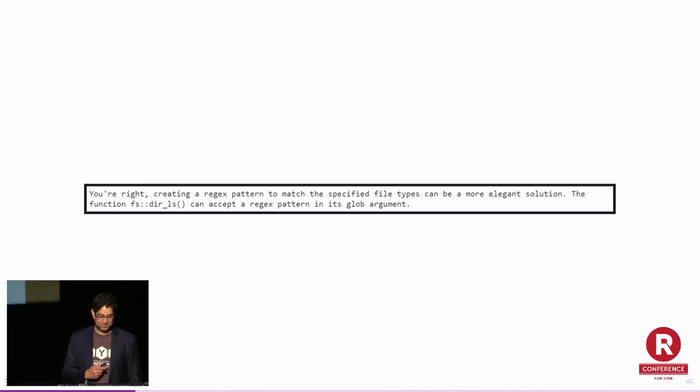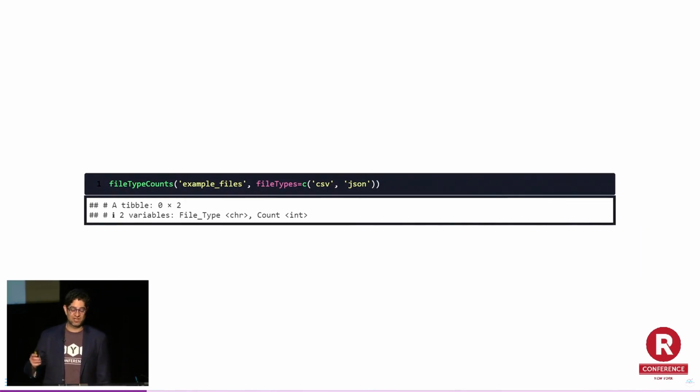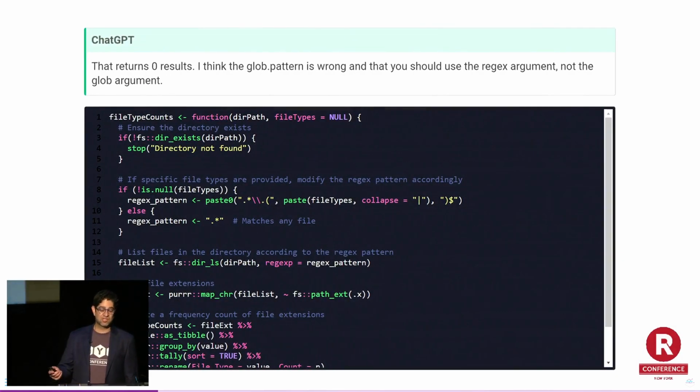that result. But then when I ran the code, it didn't work. So I had to dig into the code, and maybe I should have been inspecting the code to make sure things were right. Or maybe what I should have done in hindsight is I should have told GPT, hey, this isn't working. Can you figure out why it's not working? I didn't try that. I wish I did. But I told it it returned 0 results. And I told it I think that the glob pattern is wrong, and that instead you should use the regex argument instead of the glob argument.